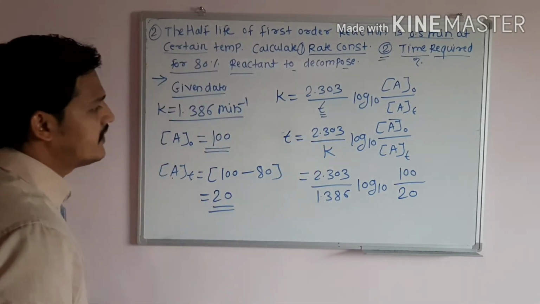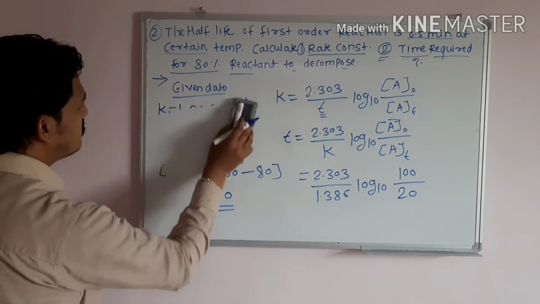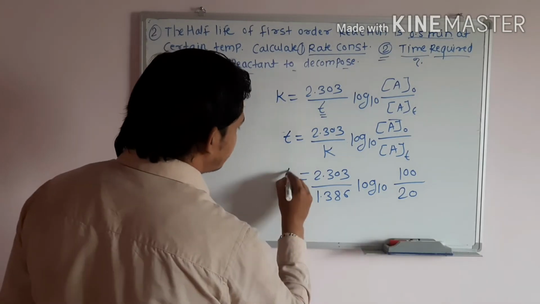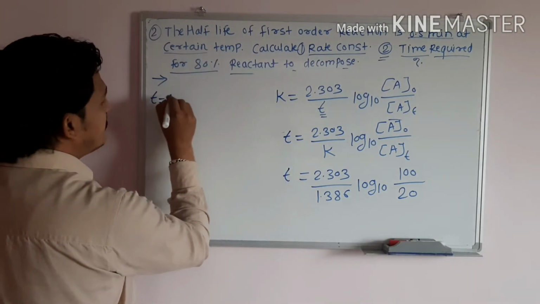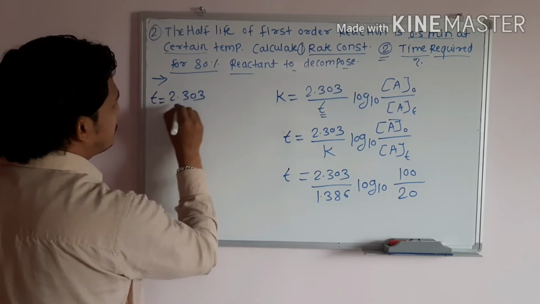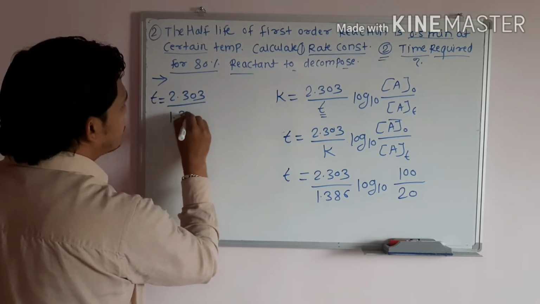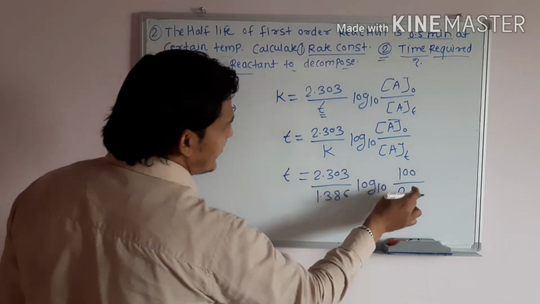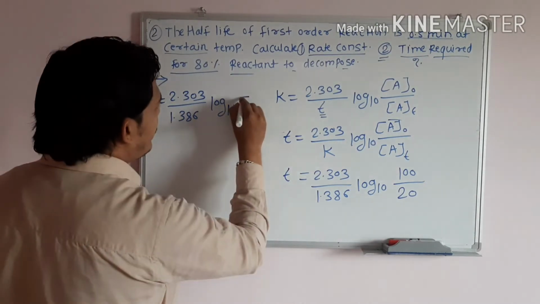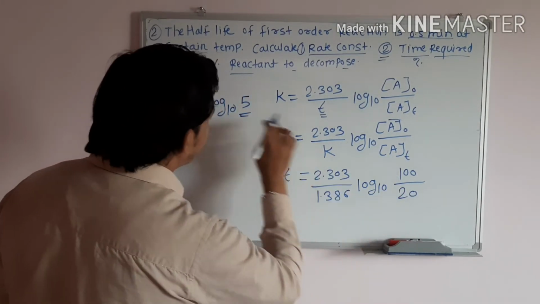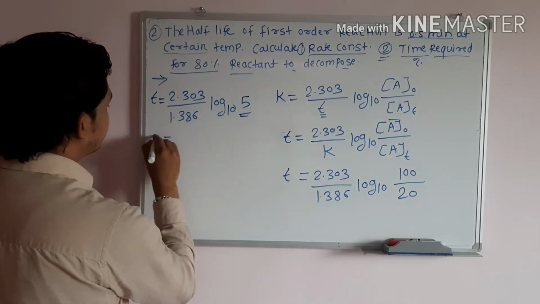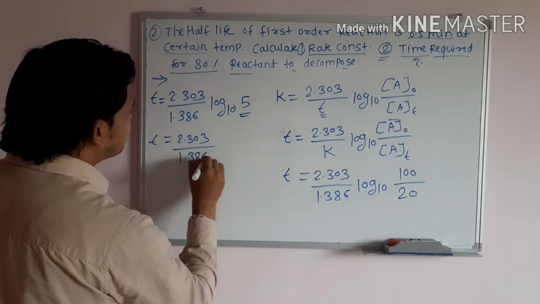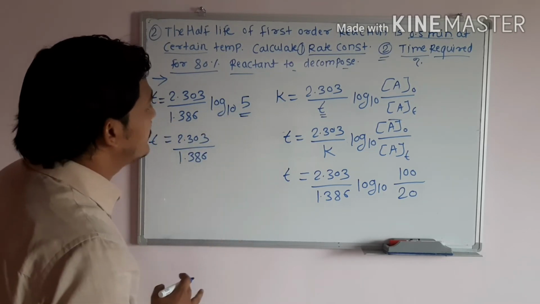Okay, now we have to solve. What is our next step to calculate this numerical? T is equal to 2.303 divided by 1.386, log to the base 10, 100 upon 20. First of all, 100 upon 20 we get 5. Now here T is equal to 2.303 divided by 1.386. What is the value of log to the base 10 of 5?